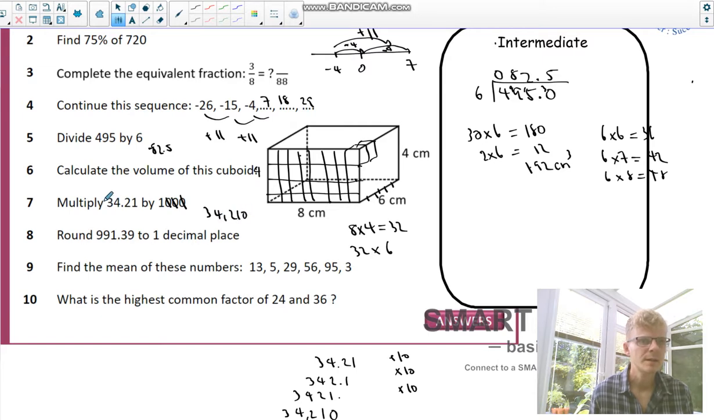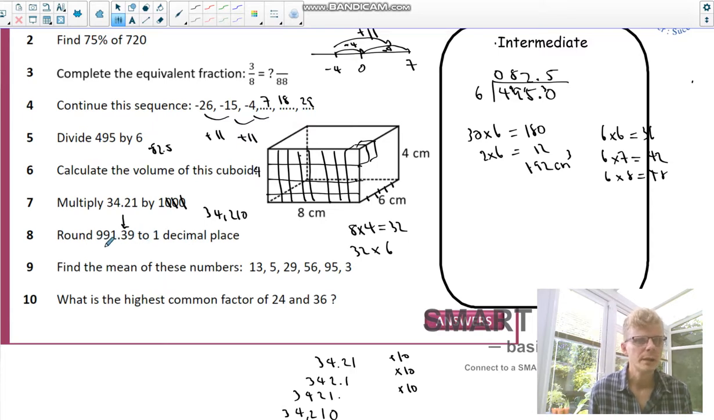Okay, so we've taken this number and we moved it 3 places. We've got 3 zeros in the 1,000, or 10 times 10 times 10 to the left. So for question 8, round this number to 1 decimal place. So for rounding, we find the degree of accuracy we want. So here's my first decimal place in the tenths column. Okay, and now I need to ask myself a question.